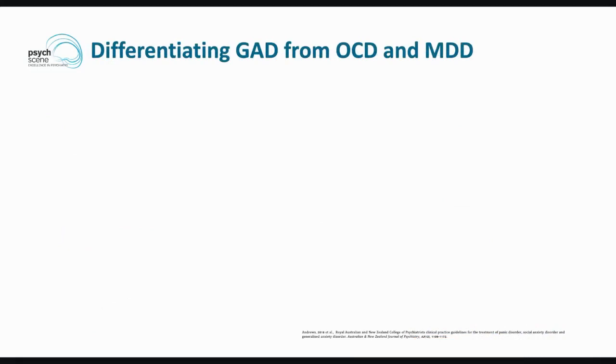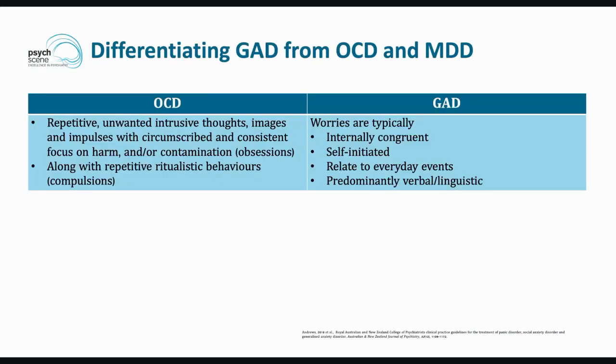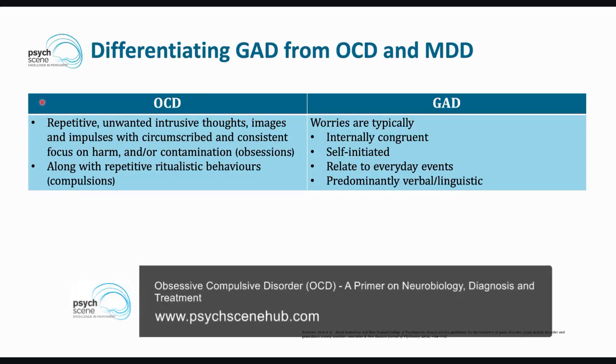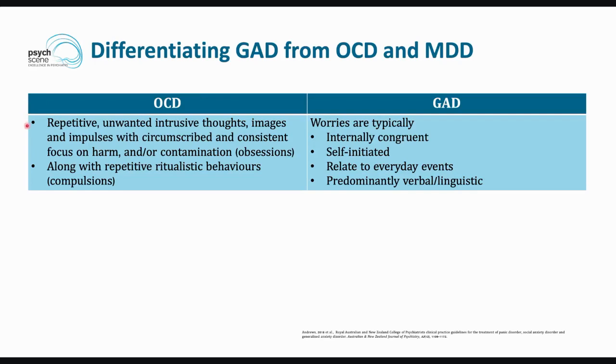Now, how do we differentiate between generalized anxiety disorder and major depressive disorder, and also generalized anxiety disorder from obsessive compulsive disorder? When we look at obsessive compulsive disorder, and you can have a read of obsessive compulsive disorder on the PsychScene Hub in detail, we get repetitive, unwanted, intrusive thoughts, images and impulses with circumscribed and consistent focus on harm and or contamination. So there are certain themes. They might be related to, say, guilt, they might be related to contamination, they might be related to symmetry.